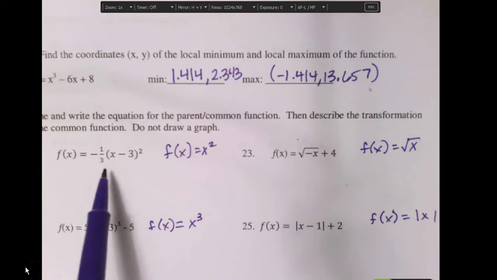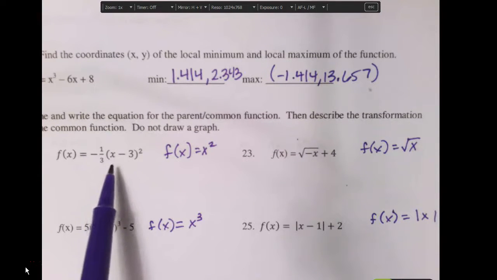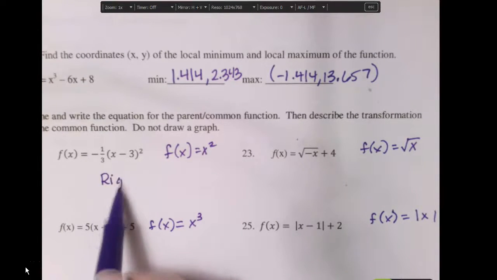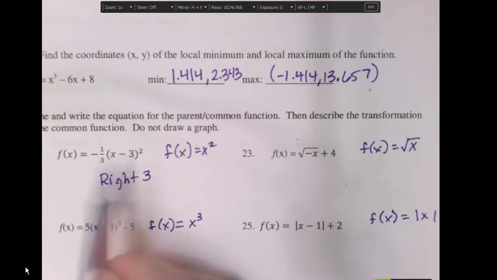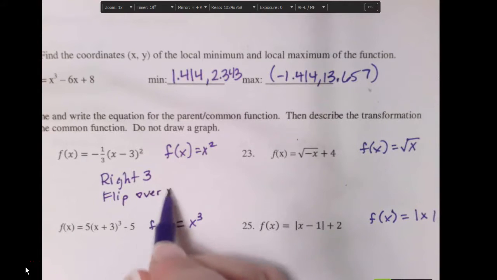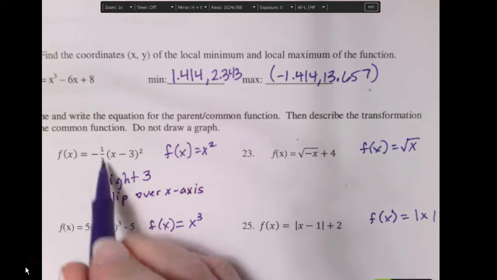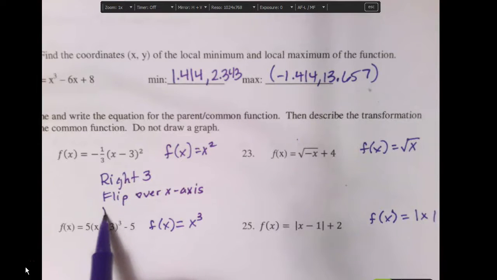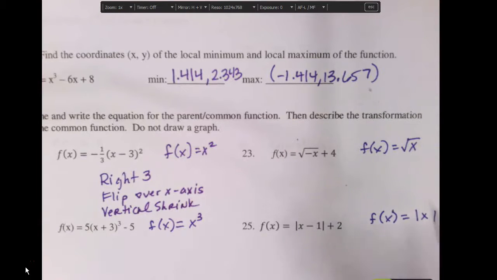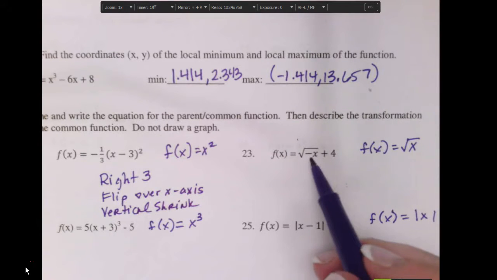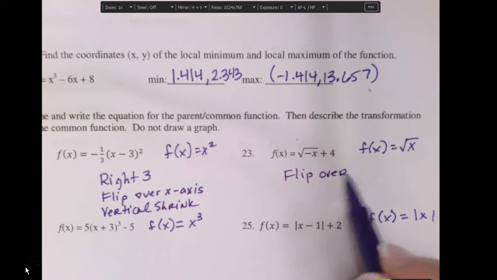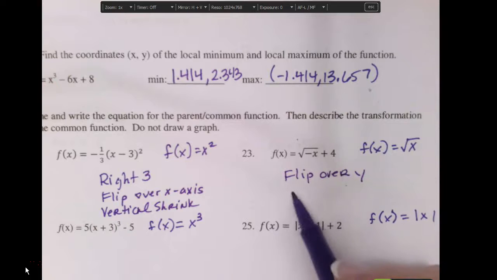Okay, so we have a minus 3, so that is to the right 3, and we have a negative on the outside, so that's flip over the x-axis, and then I've got a 1/3 on the outside, so that is a vertical shrink. Here we have a negative that's on the inside of the radical, so that's a flip over the y, and we have a +4, so that's up 4.